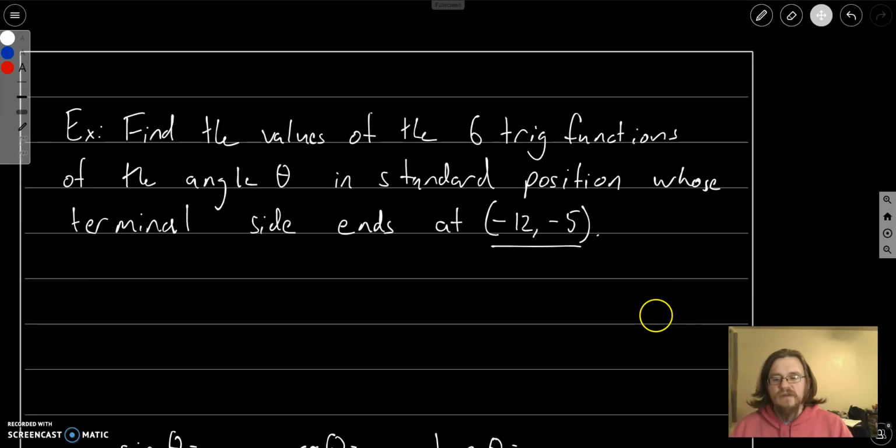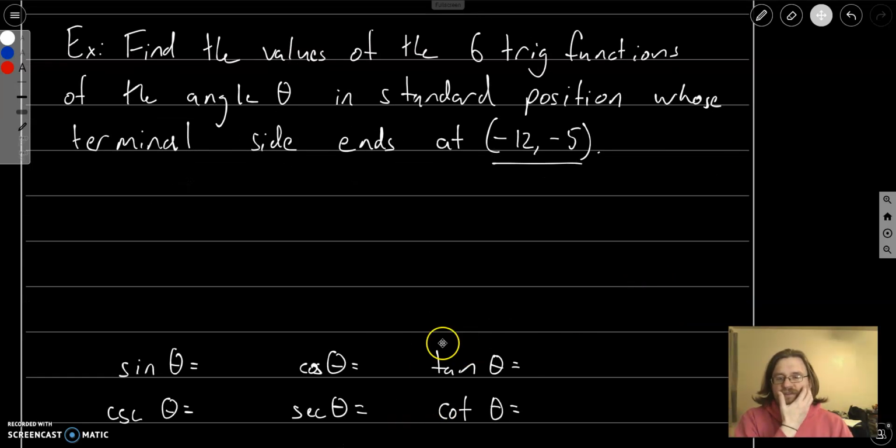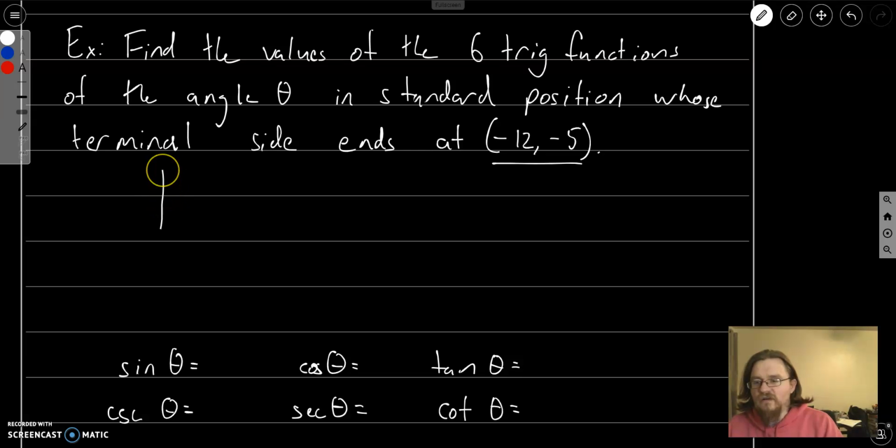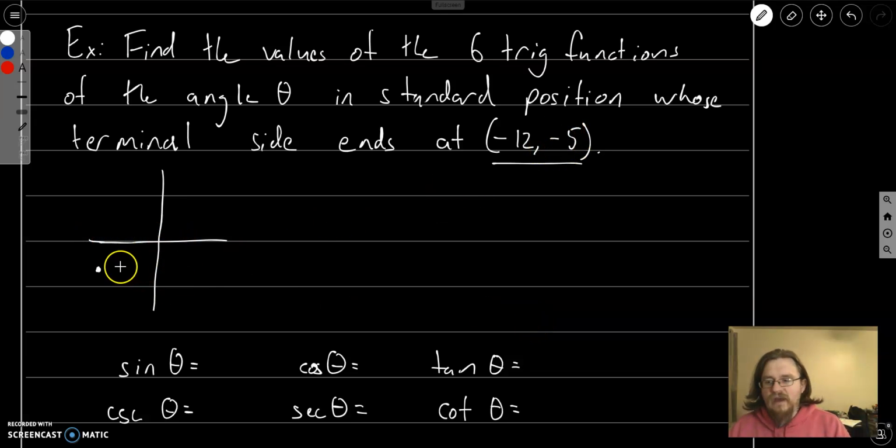another one. So let's find the values of the six trig functions. I have written here the angle theta, again in standard position, whose terminal side ends at (-12, -5). So here we'll draw our x and y axes. We're going to be at (-12, -5). So it means 12 backwards and only 5 down. So maybe something like right there. So a lot further to the left than we are down. And again, we have our line here.